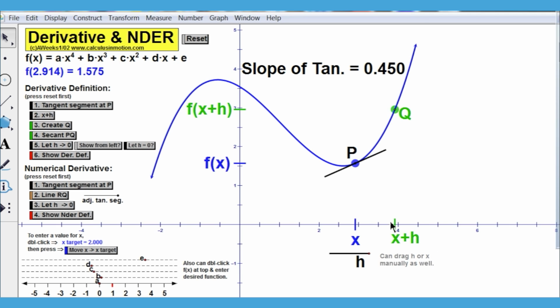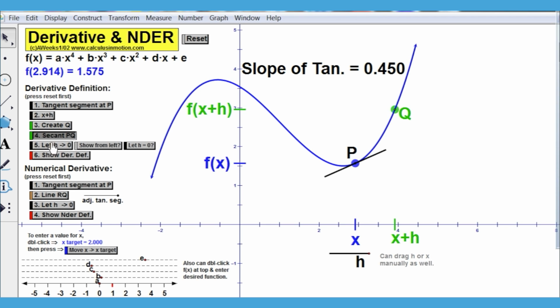So if you are H away from X, then this X value that we've created is now X plus H. And if you put it into the function, no matter what it's called, then your function's height, your Y value, will be f of X plus H. Okay? So this point is (X plus H, f of X plus H).